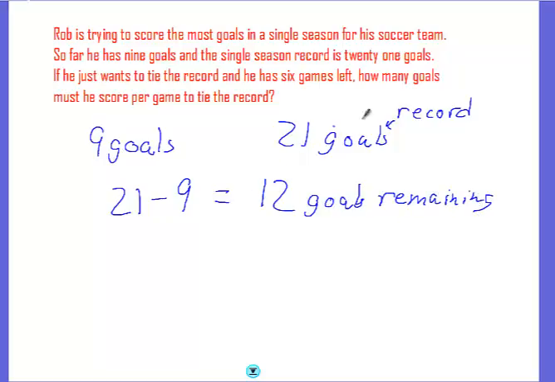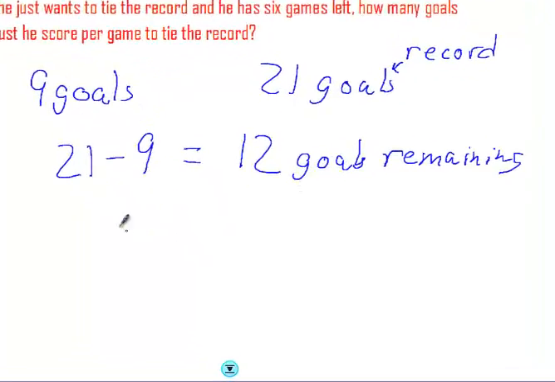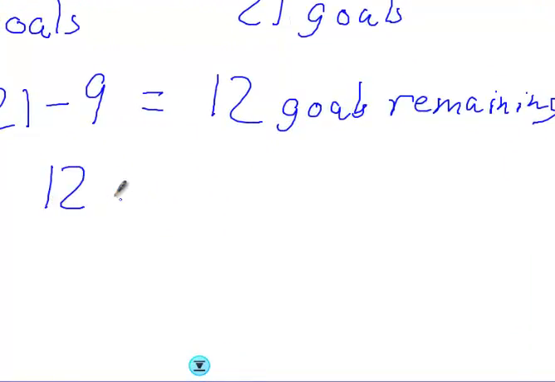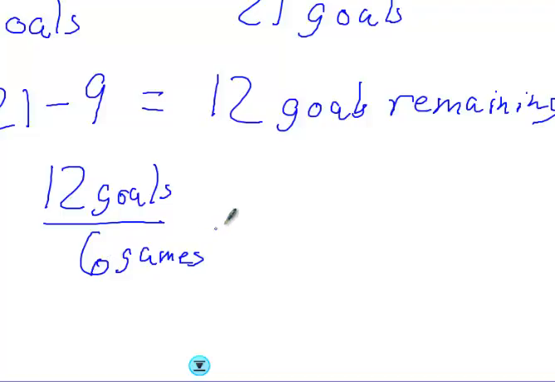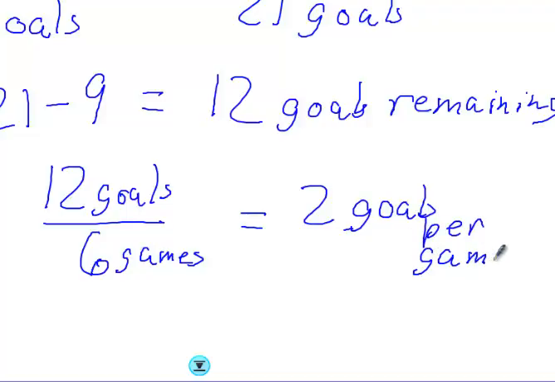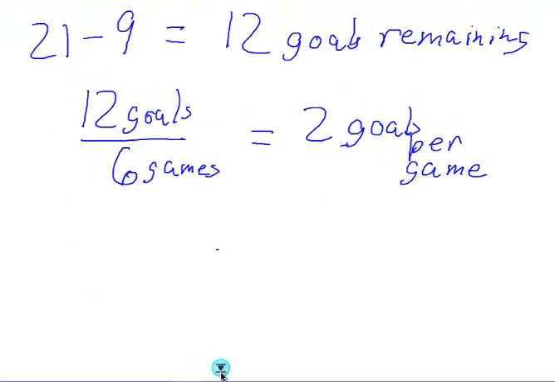We just need to know how many goals he must score per game to tie the record. So on average, if there are 12 goals left for him to tie the record, and he has 6 games left, we must divide 12 goals by 6 games. So therefore, he needs to score 2 goals per game. Simple enough, right?